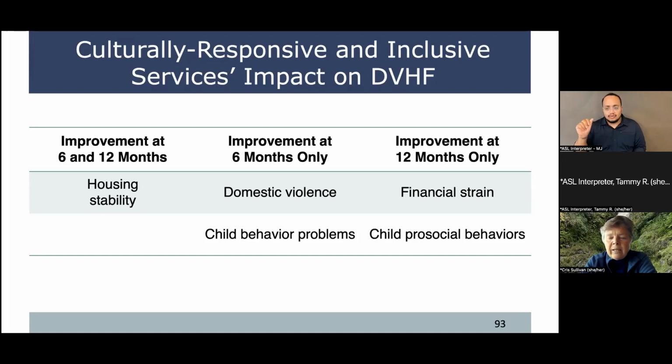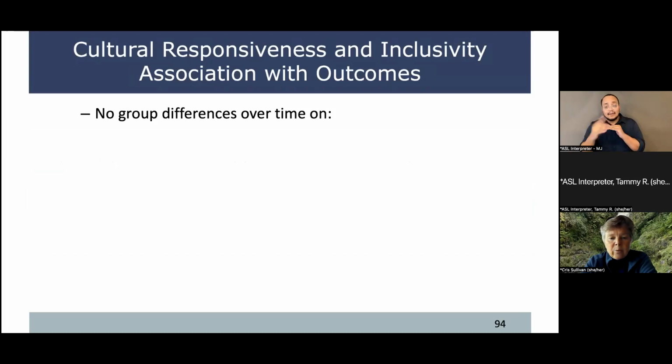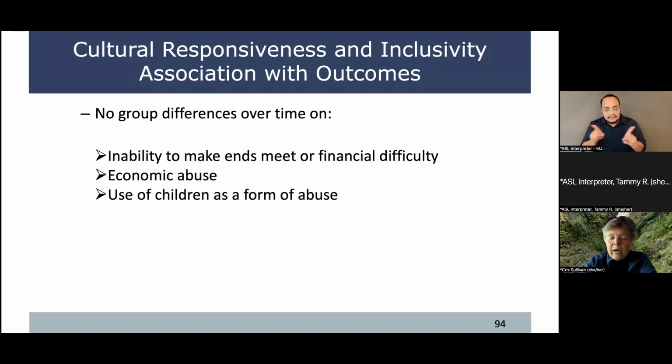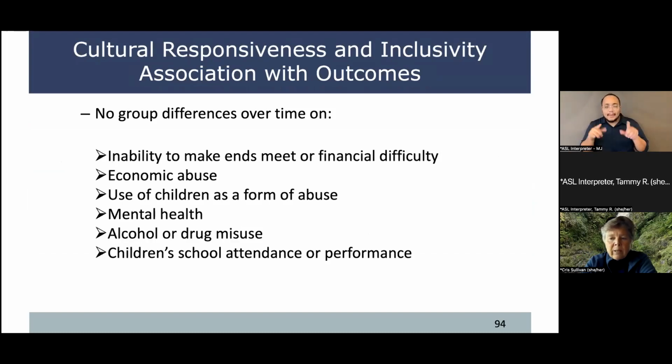And that was a measure of how much do you think you're going to have a problem making ends meet in the coming 6 months. So somewhat different outcomes than what we saw with trauma-informed services. But interestingly, housing stability comes up for both 6 and 12 months. There were no group differences on other measures of financial stability or on economic abuse or on use of the children as a form of abuse, mental health, alcohol or drug use, children's school attendance or performance.